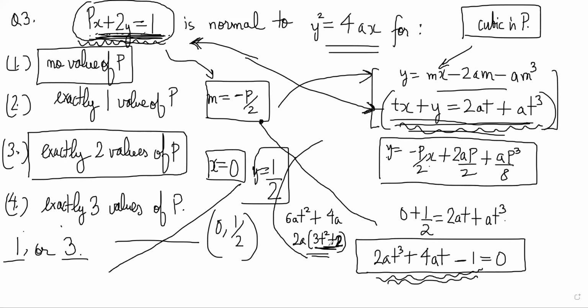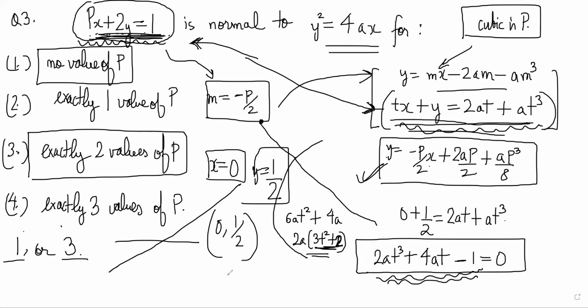Now 3t square plus 2 is always positive. So the function is either increasing if a is positive or completely decreasing if a is negative, right? So it can have only one real root, either in the increasing or decreasing case. So exactly one value of p will be there for which this will be normal. No multiple roots, only one real root, right? You can do the same thing with the y is equal to mx equation also, but then you have to put the point to remove x and y, right?